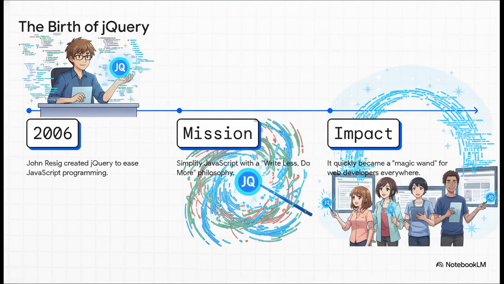So in 2006, this developer, John Resig, comes along and releases this free, open-source library to fix this whole mess. The mission? Super simple. Make JavaScript easier to use. And the impact was just immediate. It really did become that magic wand that every single web developer started reaching for.